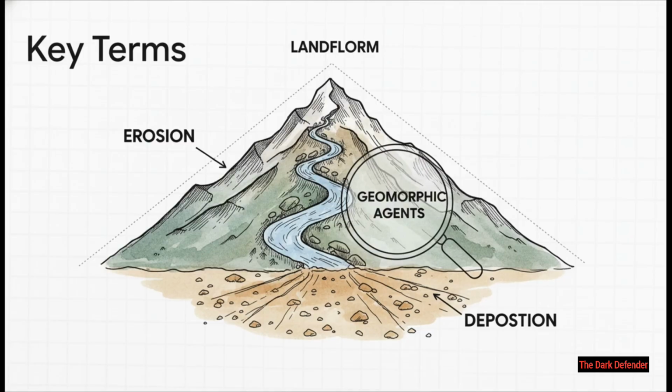First, any physical feature on the Earth's surface, big or small, is a landform, and the forces that create them are the geomorphic agents. Just think of them as nature's sculptors. They use two main tools: erosion, which is the process of carving away the land, and deposition, which is the process of building it back up by dropping sediment.